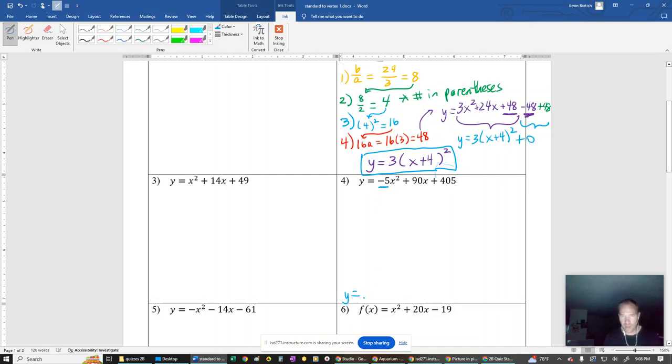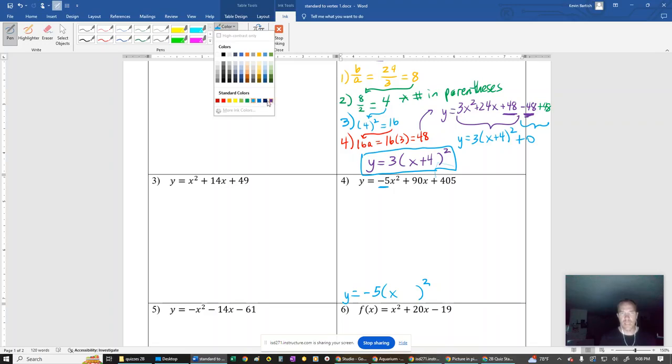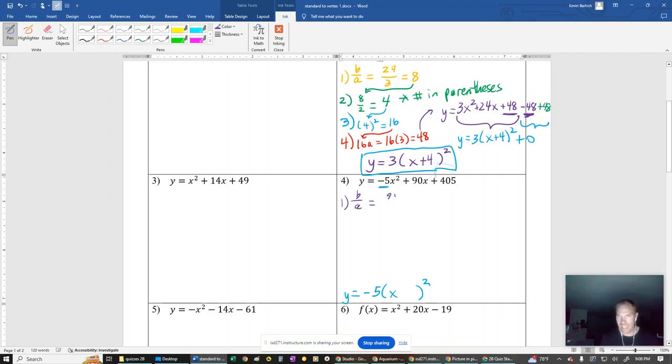It's the same value of a in both equations, times, in the parentheses, x plus or minus something, and the parentheses are squared, and then we got plus or minus something outside the parentheses. So if I figure out what's going to go in the parentheses with x, my first step here is b divided by a. So that is positive 90 divided by a, which is negative 5, and that is negative 18, I believe. Oh boy.